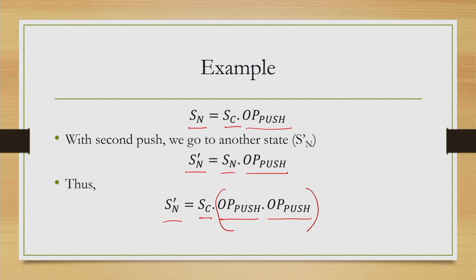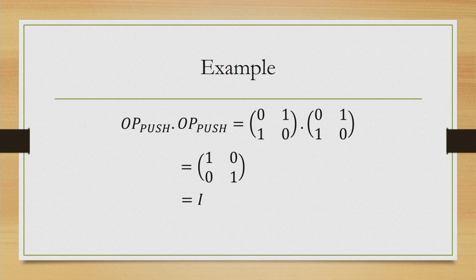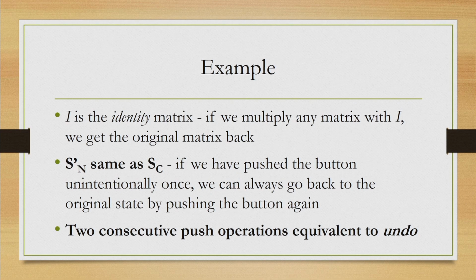Now, let us see what happens when we multiply this OP push with itself. Earlier we have seen OP push indicates this matrix. Now, we are multiplying it with itself. What we get is I, or the identity matrix. What is an identity matrix? It is a matrix that when multiplied with another matrix results in the same matrix. So, if we multiply any matrix with I, then we get the original matrix back.